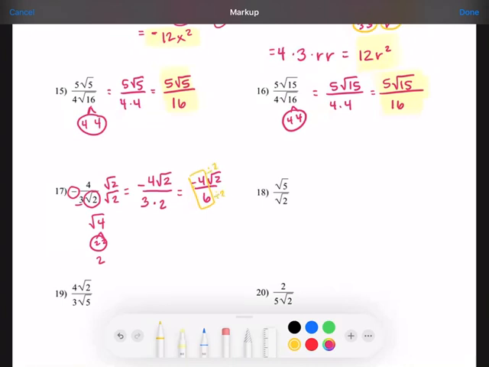And then finally I need to simplify my coefficients here. They're both divisible by 2. So for my final answer, negative 4 divided by 2 is negative 2 square root of 2. 6 divided by 2 is 3.